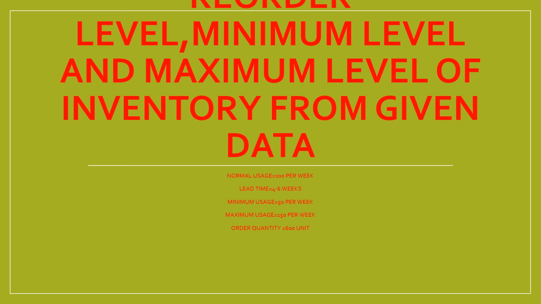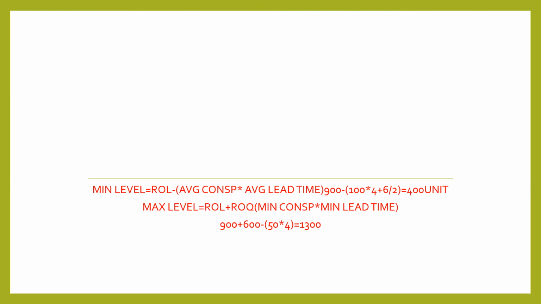Next, calculate the reorder level, minimum level and maximum level of inventory from the given data. Here the normal usage given is 100 per week. Lead time is 4 to 6 weeks. Minimum usage is 50 per week. Maximum usage is 150 per week, and the order quantity is 600 units.